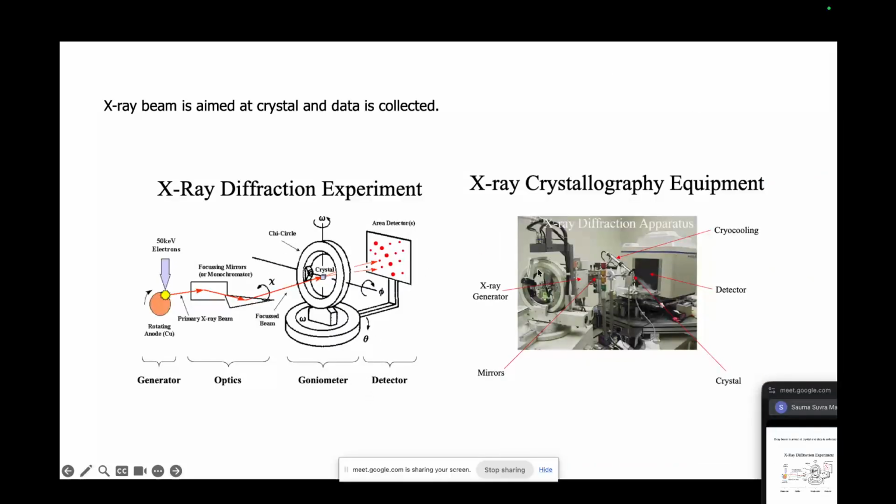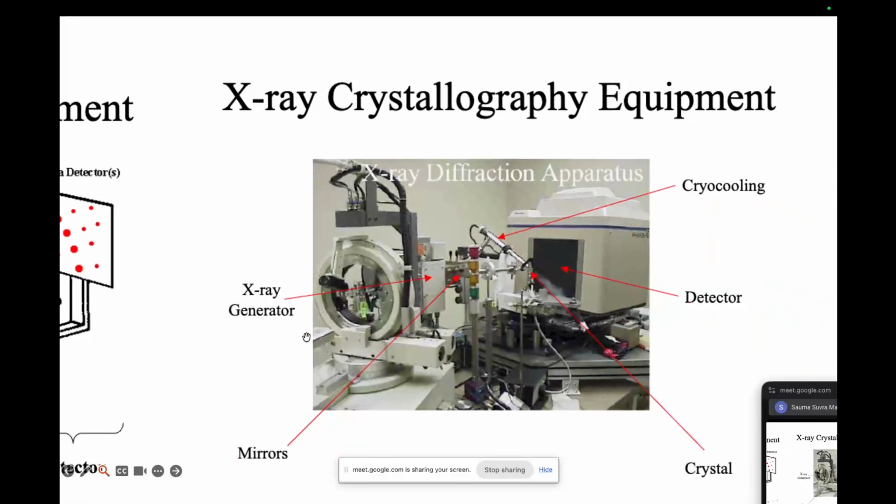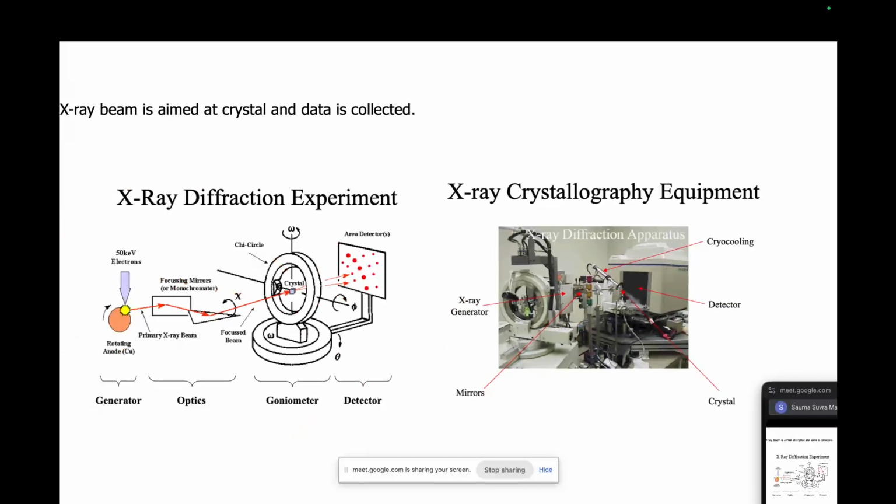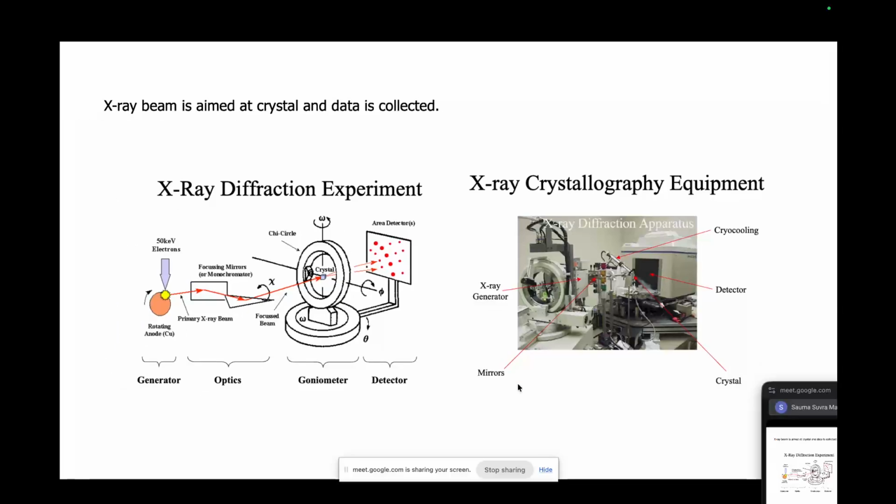And so this is an actual apparatus of X-ray diffraction. It is quite expensive, but it is present in a lot of labs in India as well. So there are a lot of people working on X-ray crystallography. So yeah, this is the schematic of the whole setup. You have a generator which generates the X-rays, and basically using some charge, it generates the X-rays.